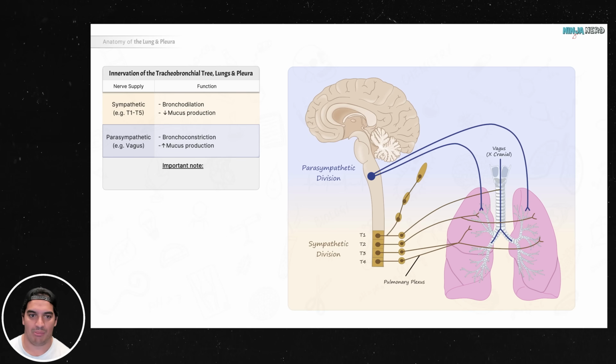What supplies the visceral pleura? Well, the visceral pleura is really going to be supplied by afferents from the autonomic nervous system, right? So there are visceral afferents from the autonomic nervous system that do innervate the visceral pleura.